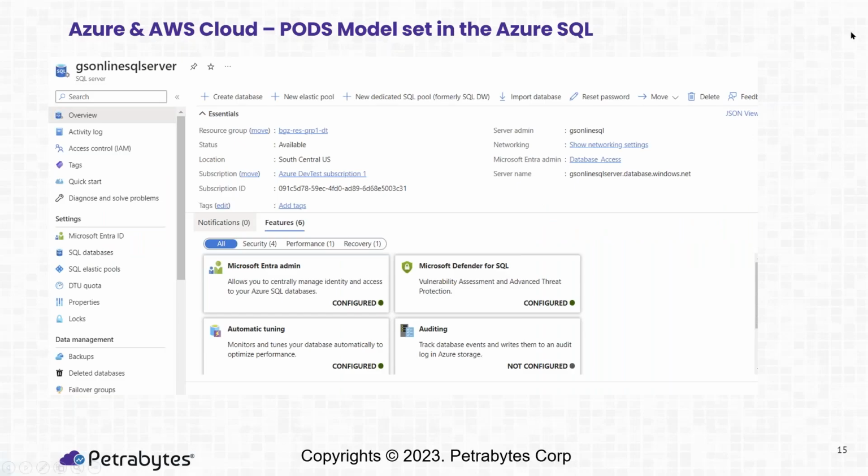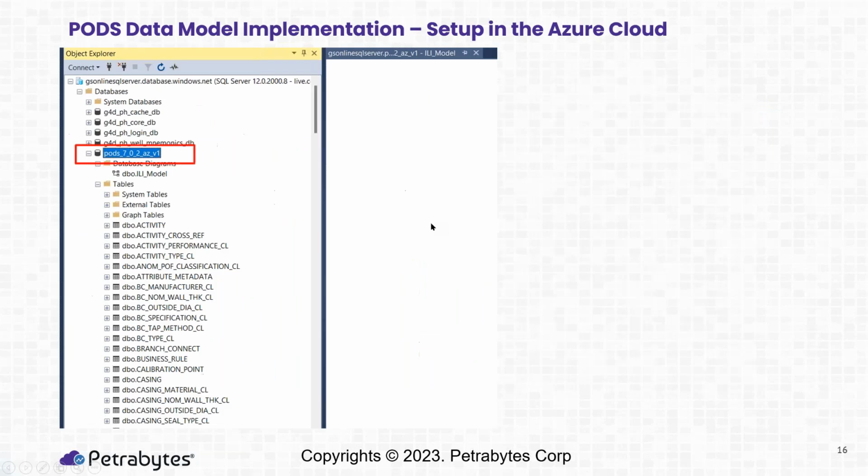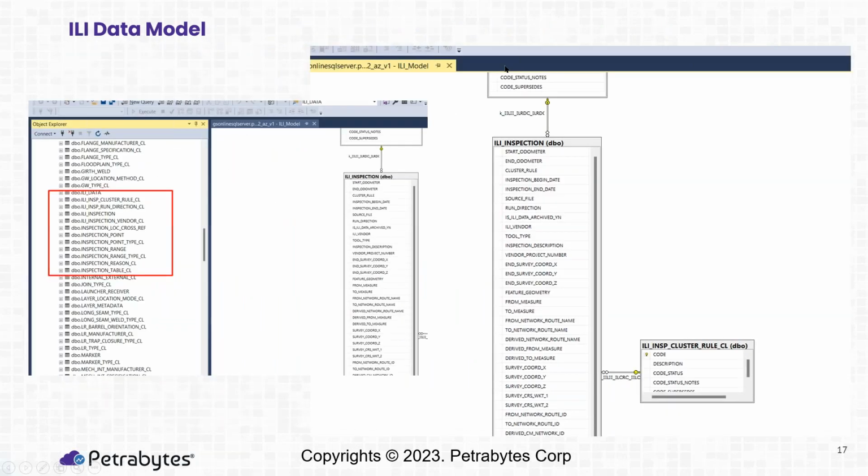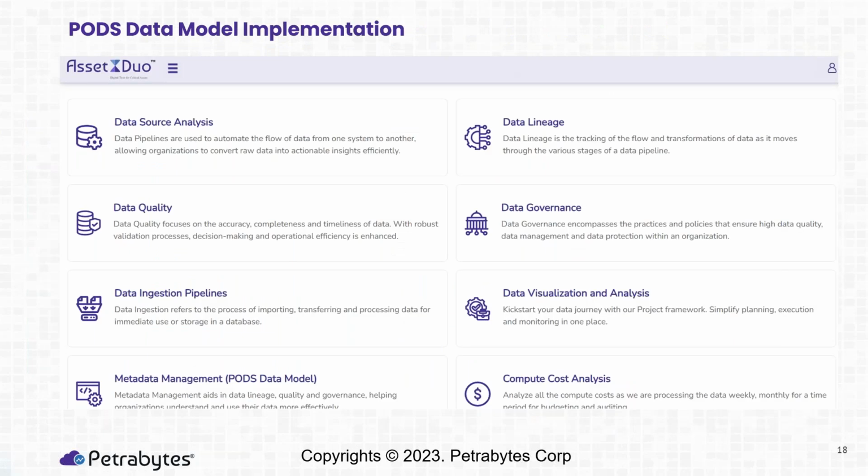This is an entirely cloud-based solution. What I'm going to show you is how Asset Geo is deployed in the cloud. Here is an example where the PODS model is actually in Azure SQL, and then we have all the models connected to the Azure SQL. So here is an example of the PODS model. Essentially in Asset Geo, we have 5 different areas of how you analyze the data.